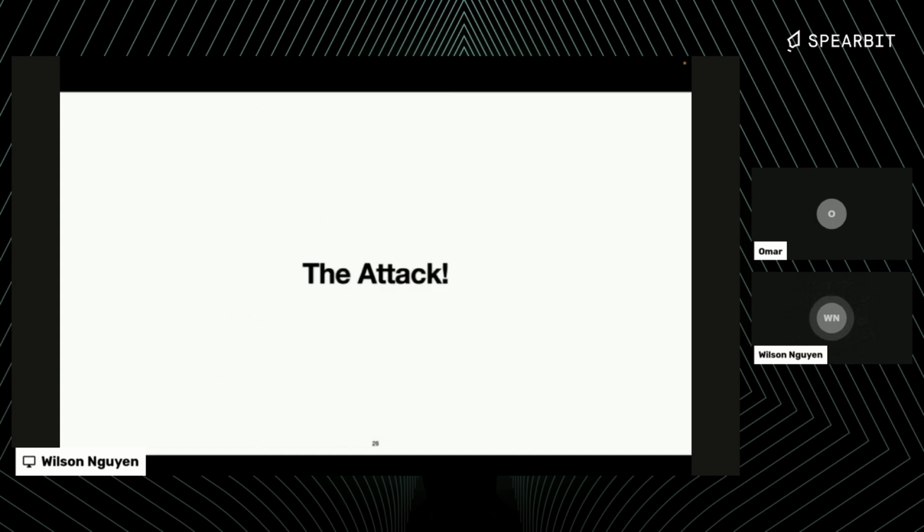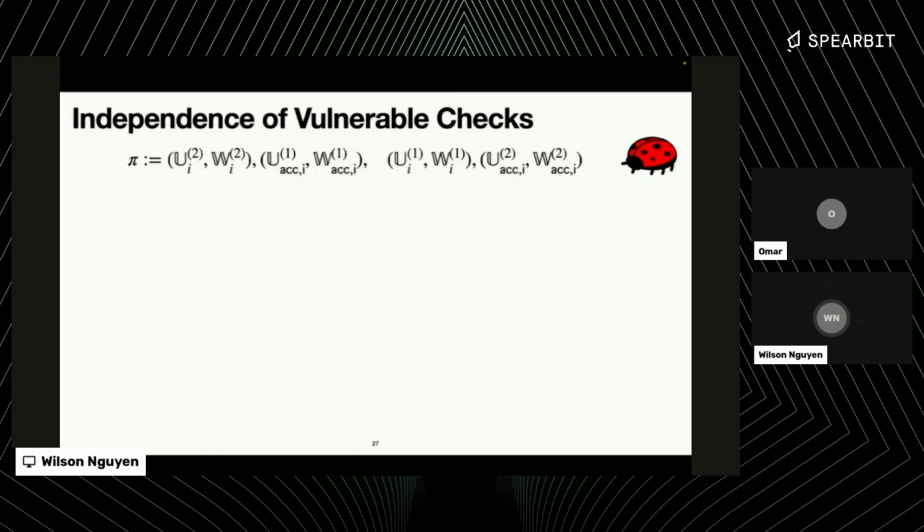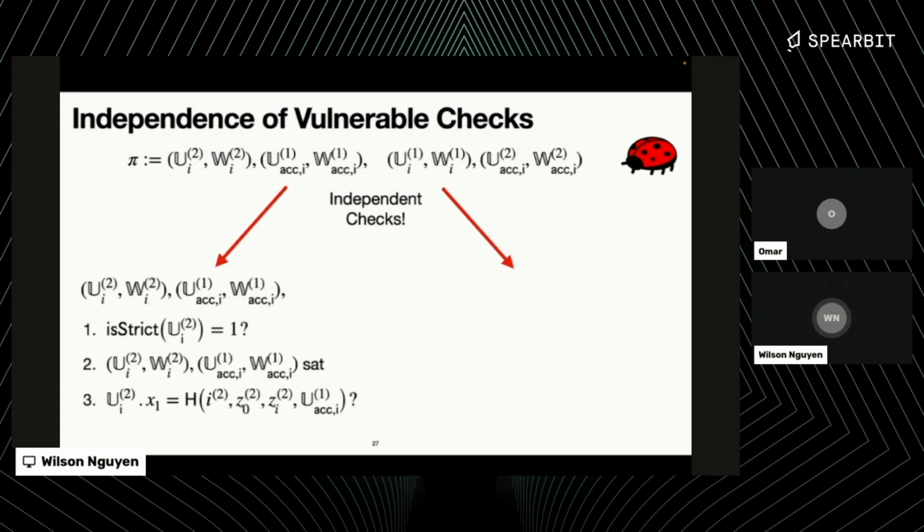And so how does the attack go? We can split the proof pi into two halves, where we have the strict instances, but we also have the accumulators. Now, that vulnerable verifier could actually be split into two independent checks on both of these halves. And so the first half consists of this strict instance and this accumulator. We check if it's strict, we check if both pairs are satisfying, and we check the x1 hash as expected.